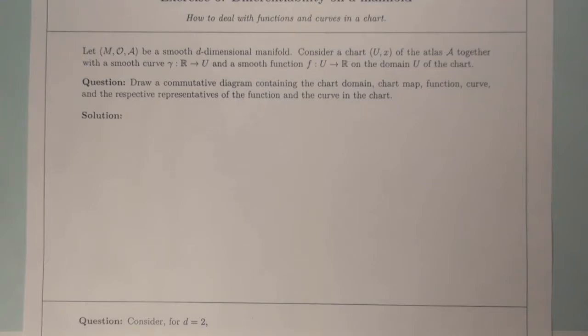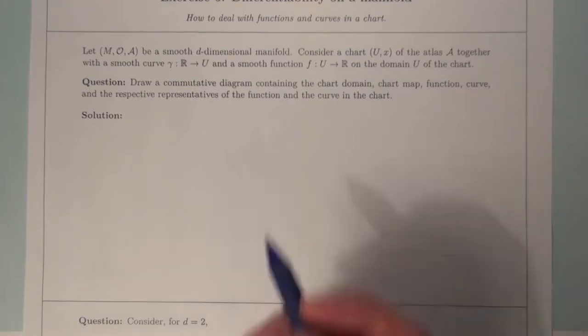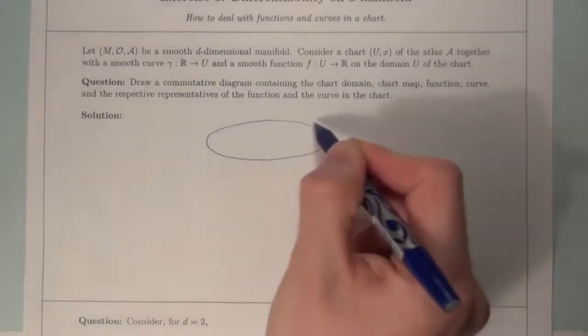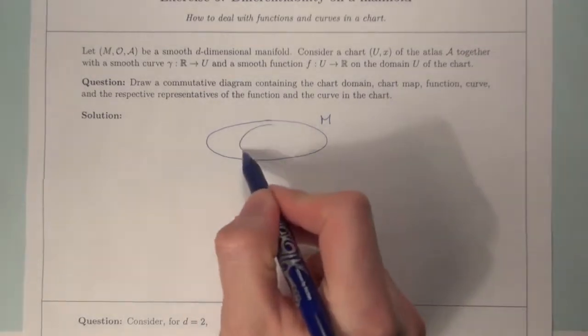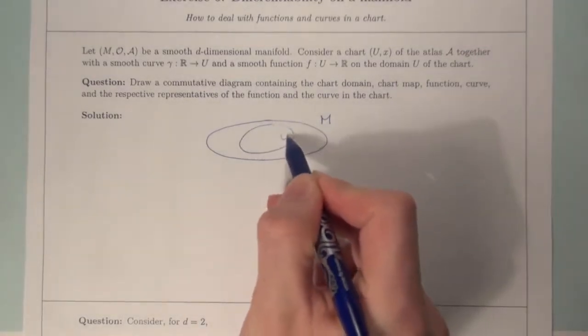The first question asks us to draw a commutative diagram containing the chart domain, chart map, function, curve, and the respective representatives of the function and the curve in the chart. So we start, as we always start, with the manifold M. We have a subset of this manifold that's called U.